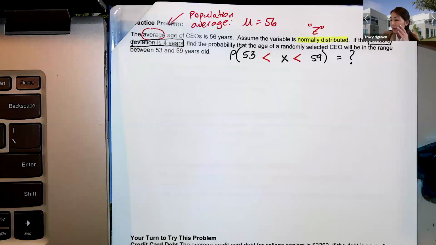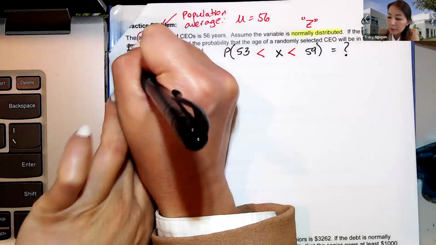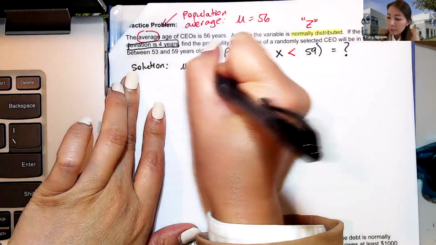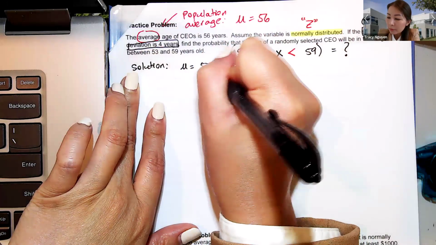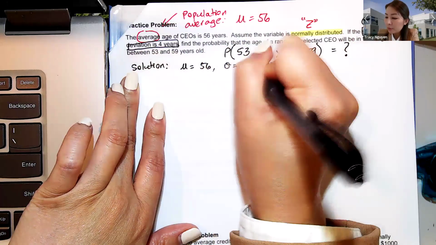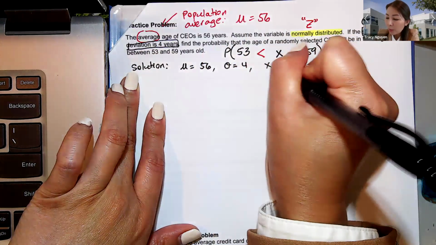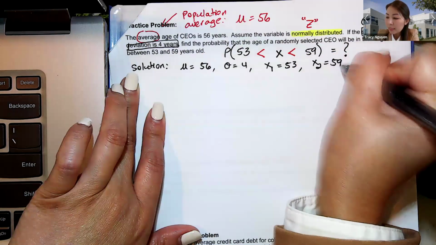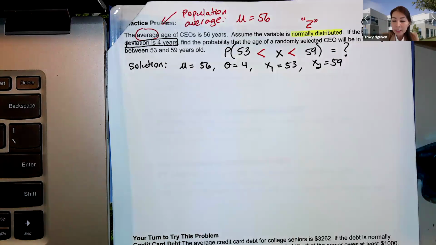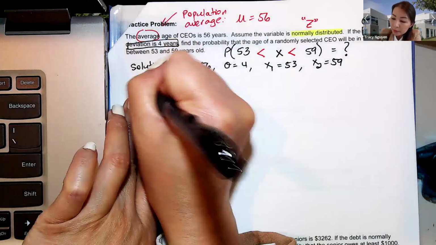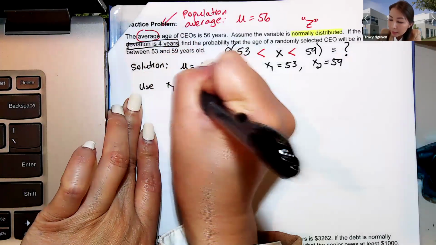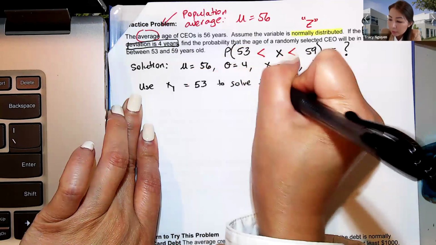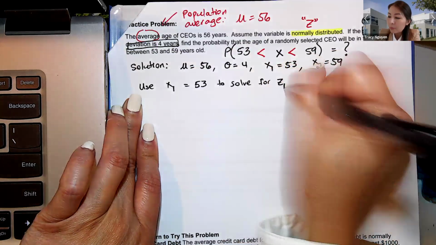Okay, so what we know from the problem, let me write it down over here so that way it's easier for us to look for the information. After we analyze the problem, we know mu is 56. We know sigma equals 4. And we have x1 equal to 53, x2 equal to 59. We are ready to solve for z. So we're going to use x1 equals 53 to solve for z. Solve for z1, all right?